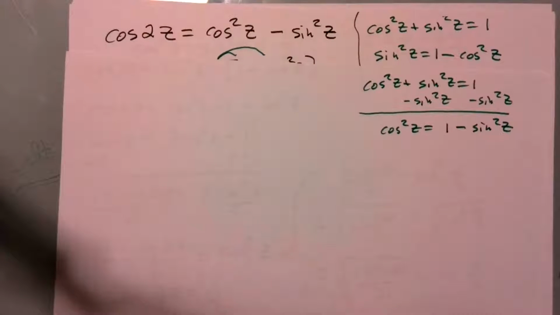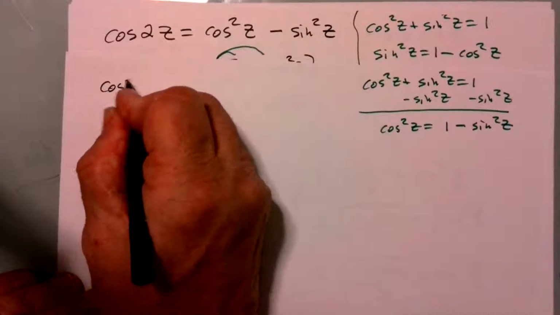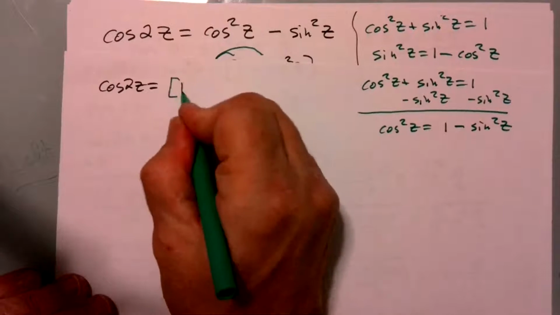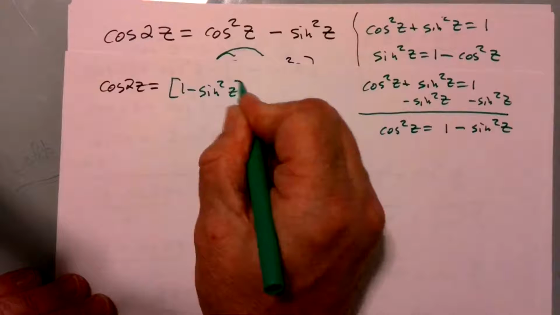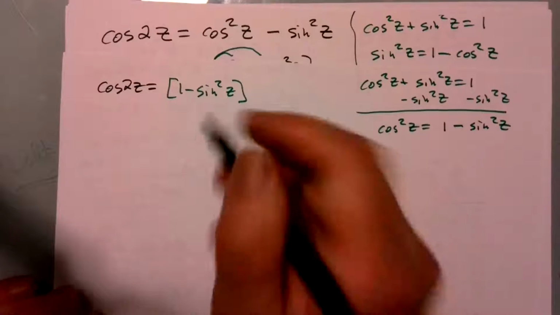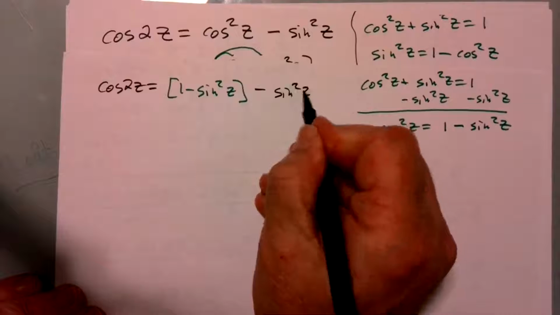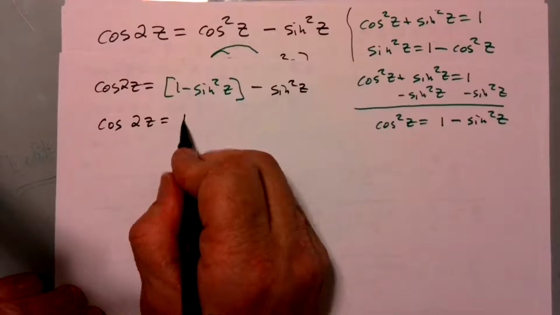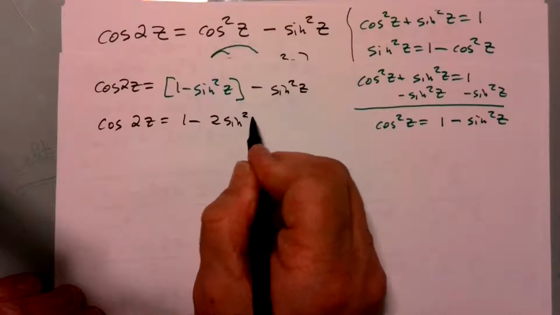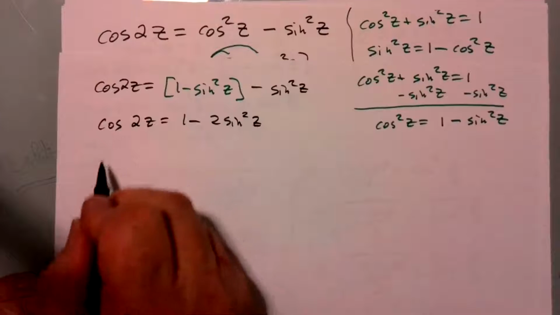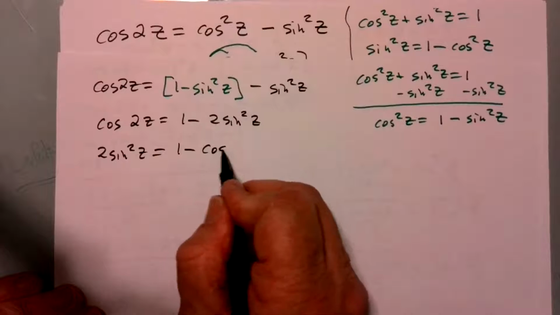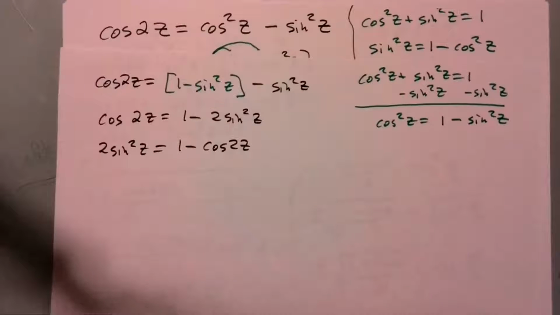So I'm going to start again with cos 2z. Replace cos squared z with 1 minus sine squared z. And then we're subtracting sine squared z again. So I get cos 2z is 1 minus 2 sine squared z. Add 2 sine squared z to that side. That'll give me 2 sine squared z here. Subtract cos 2z from this side: 1 minus cos 2z.